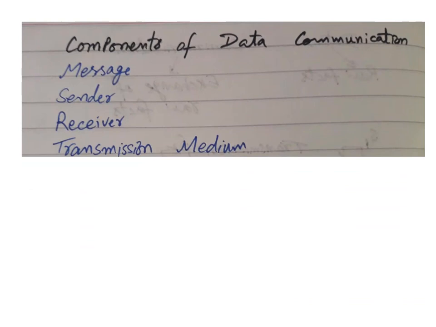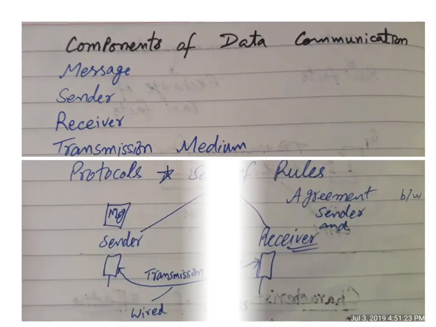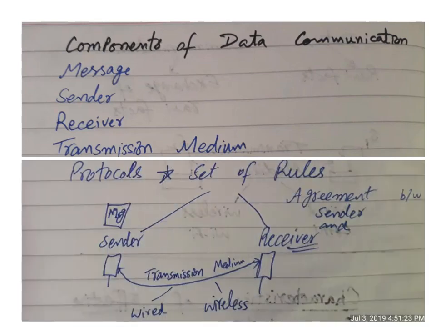Next, we will talk about components of data communication. There are four components that are involved in data communication. The first one is message, the second one is sender, the third one is receiver, and the fourth one is transmission medium. And one more thing that is important is protocols.